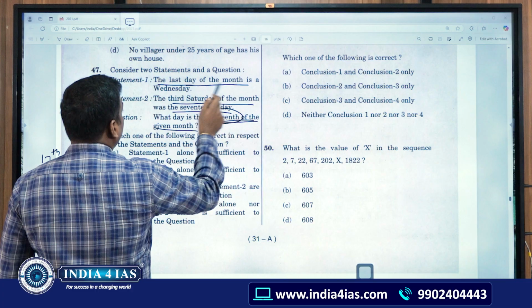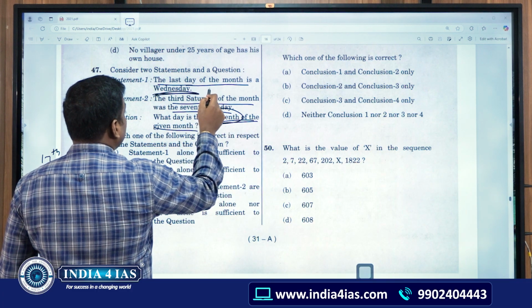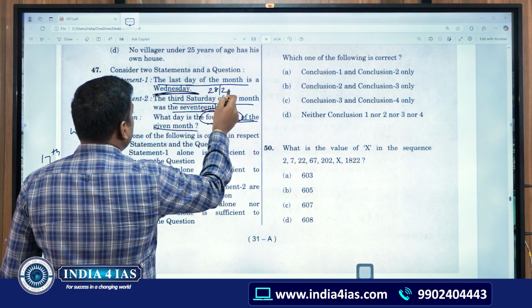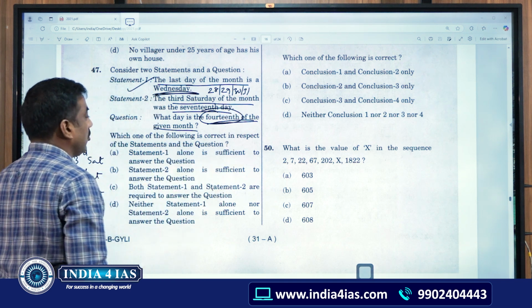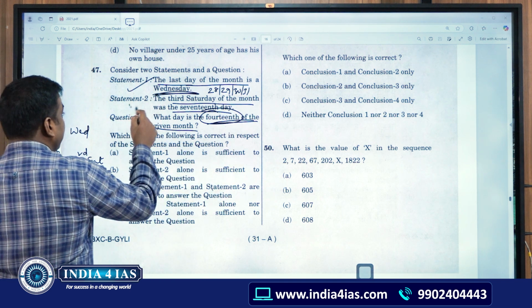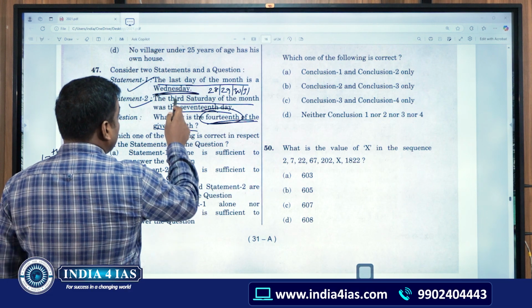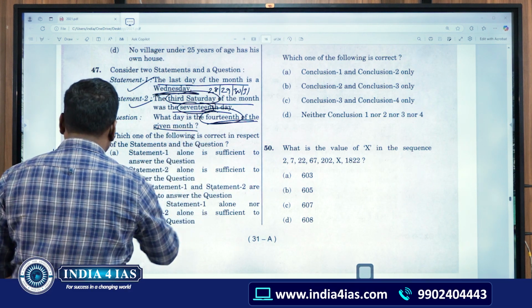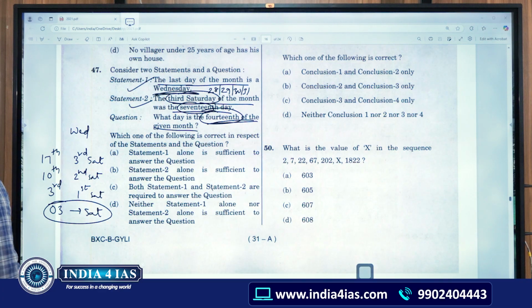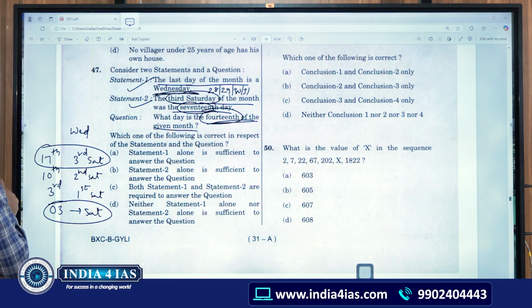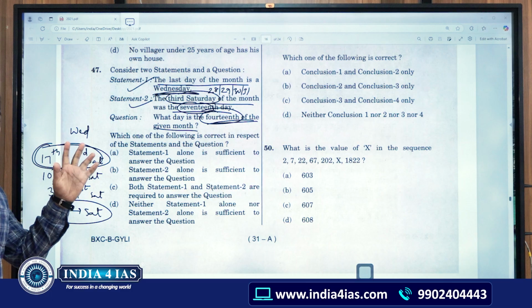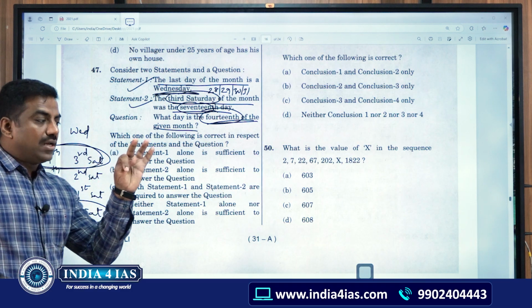So the last day of the month is Wednesday. If they give that the month ends with 28 or 29 or 30 or 31 days, I cannot give the answer using statement 1 alone. Statement 2 alone, if I use that the third Saturday of the month is the 17th, yes, this is where I have arrived. So third is Saturday and they are asking the 14th day. So if 17th is Saturday, come back 3 backwards: 16, 15 and 14.